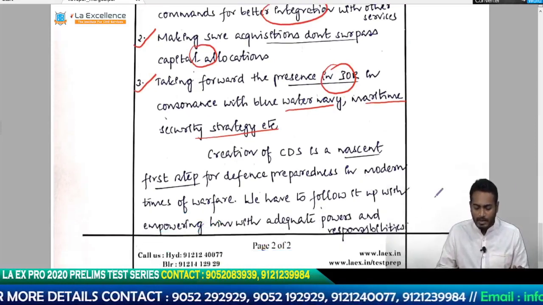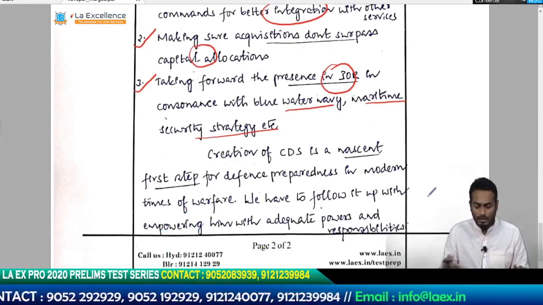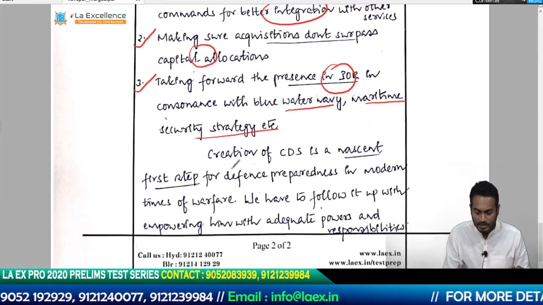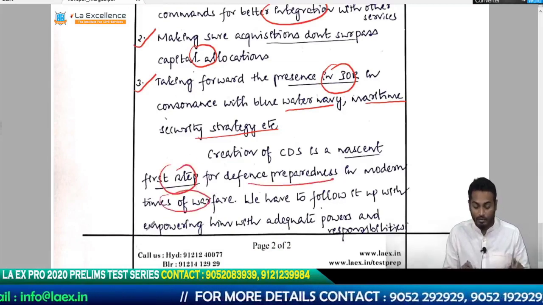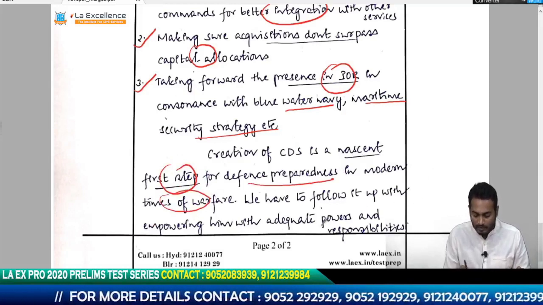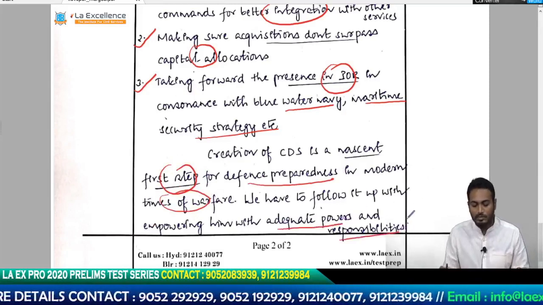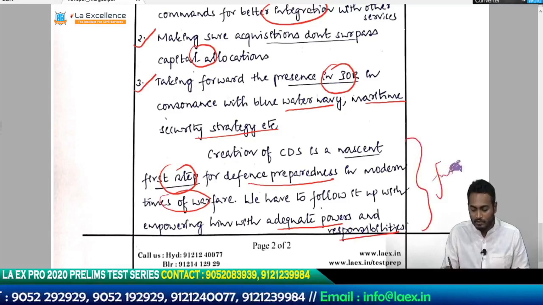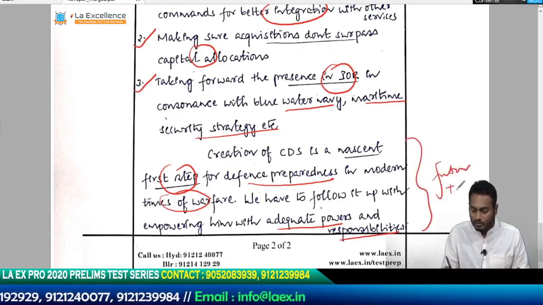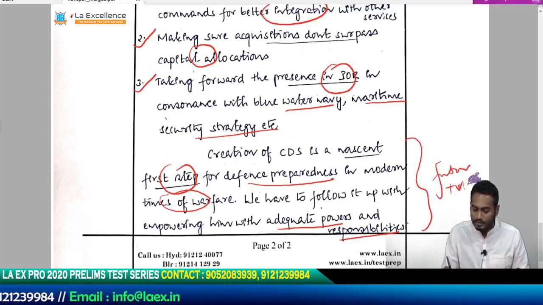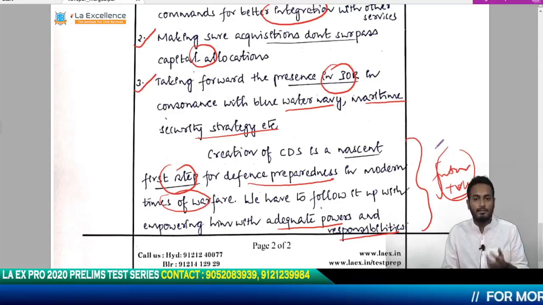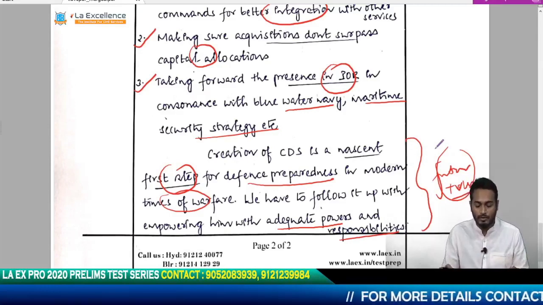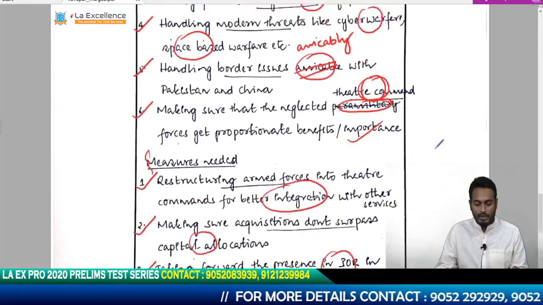Let's see if we can add value to this, but before we do that, we will look at the conclusion. Creation of CDS is a nascent first step for defense preparedness in modern times of warfare. Good. So we have to follow it up with empowering him with adequate powers and responsibility. So this is basically a futuristic conclusion which shows optimism, which shows positivism. So what it's basically telling me is that you have come up with CDS, but this does not solve all the problems. You have to sufficiently empower him with powers as well as responsibilities. Okay, so this is a good answer, overall good answer.